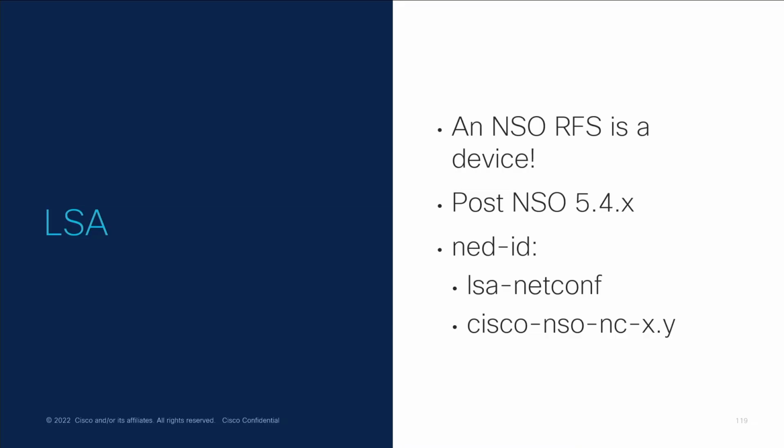LSA, one last thing. An RFS node is a device to the CFS node. And post NSO 5.4, we have this new NED ID, Cisco NSO netconf XY. This depends on the version of the RFS. We can talk a lot about this, but bear in mind, if you had LSA netconf before 5.4 and you want to upgrade and move to something like this, you have to do a NED migration. It's an RFS device. An RFS service is a device, and you have to migrate, and be very careful about this.